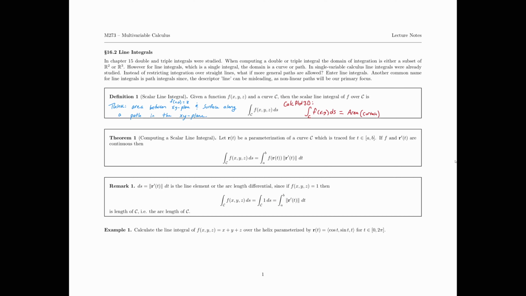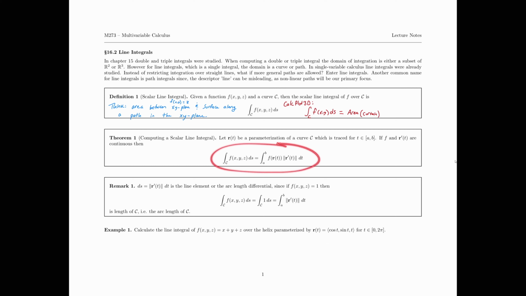All right, next we have example 1, which is to calculate the line integral of the given function f, which equals x plus y plus z, over the helix parameterized by cosine t, sine t, t for t between 0 and 2 pi. So essentially we're going to be following this theorem right here, which tells us how to compute it.